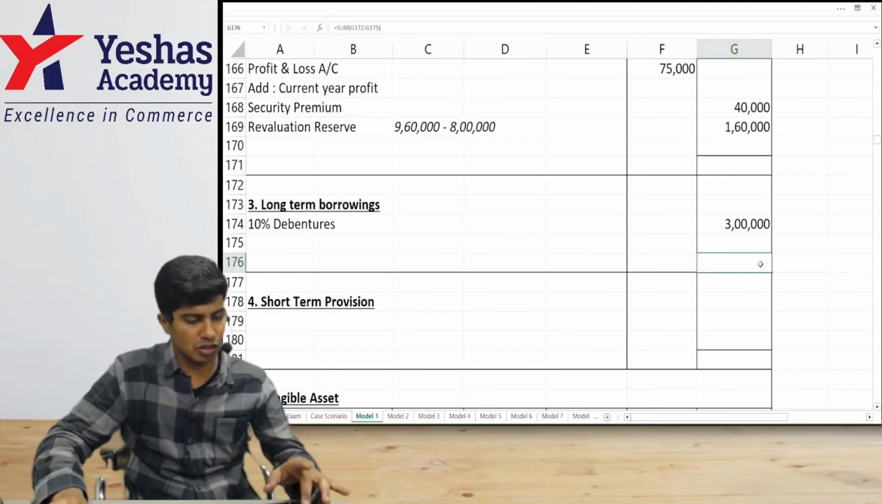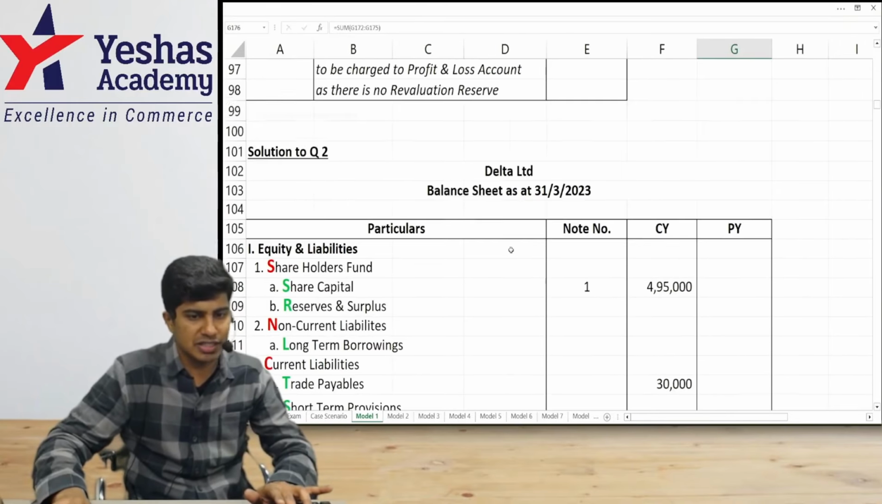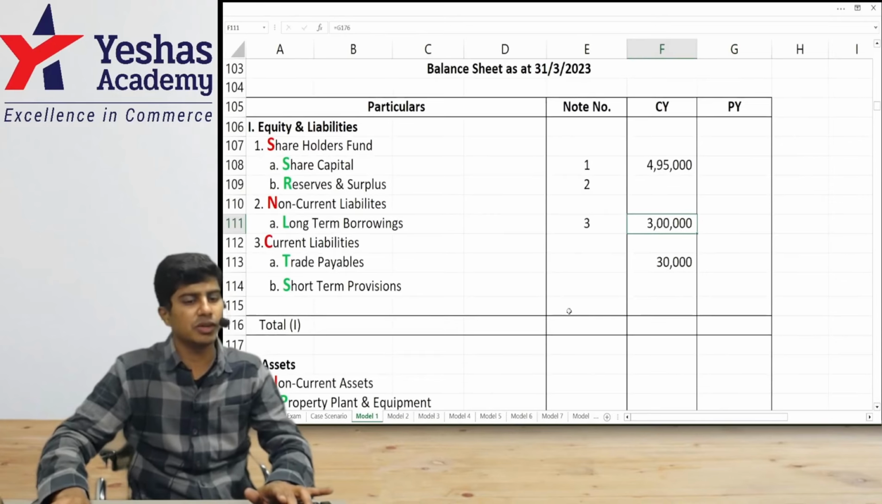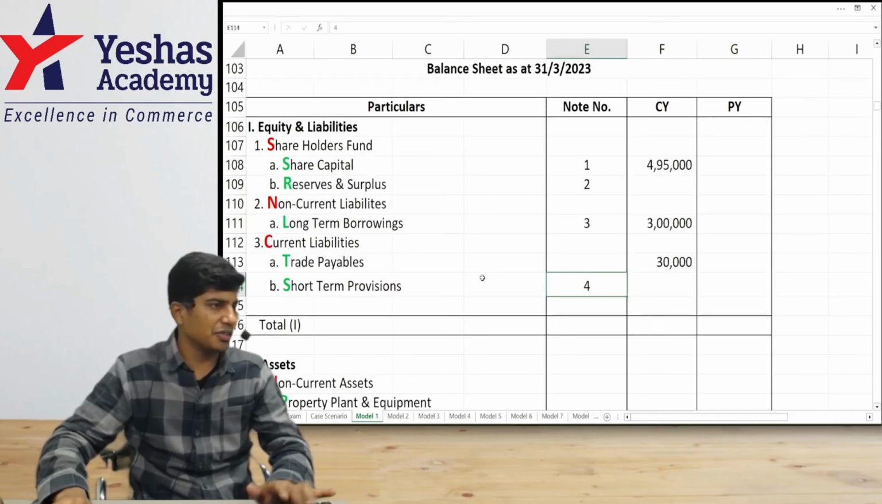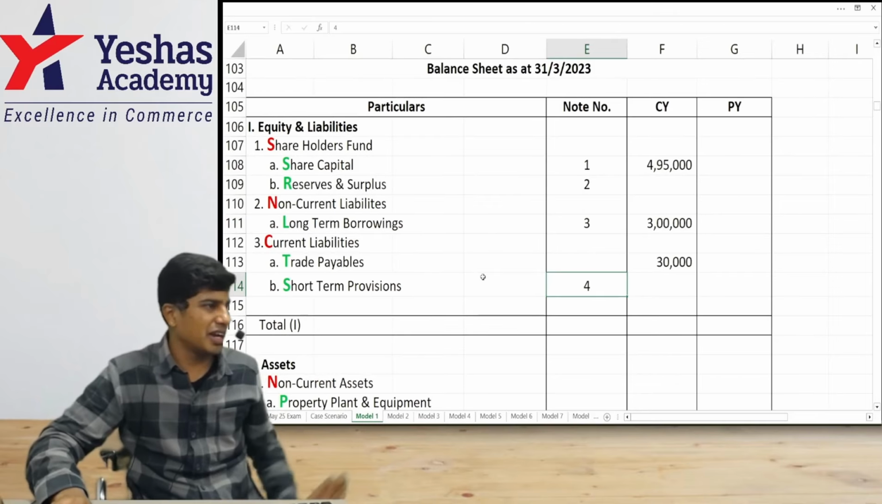Note number three, long-term borrowings, debentures. I will post it, long-term borrowings, debentures. Note number two, reserves and surplus. Note number three, long-term borrowings. Number four is short-term provisions. Actually, there is no need. You can write from PL straight here. But you can write if you want to.